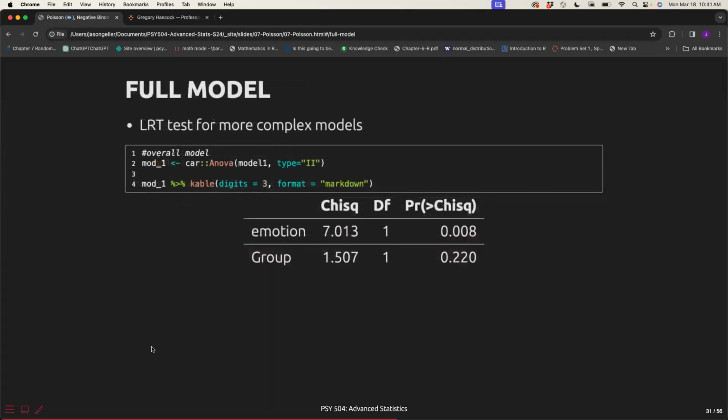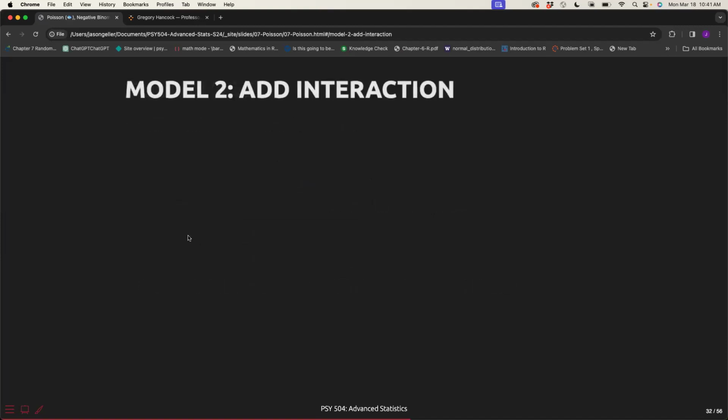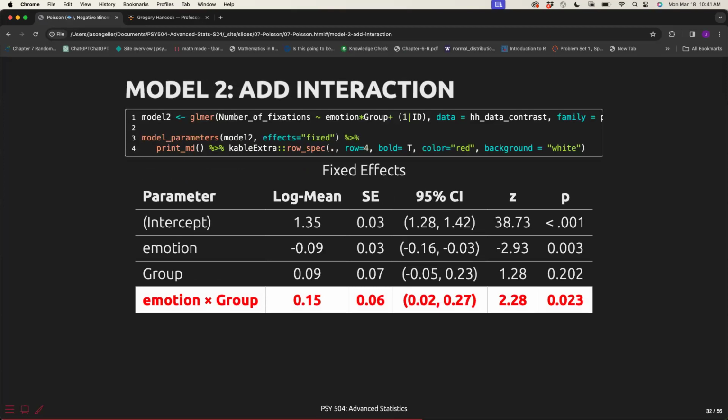So if we didn't want to use the summary output, we can conduct a likelihood ratio test for our model using the ANOVA function, and we can look at the main effects. So we can just say that the main effect of emotion is significant, but not for group. All right, so any questions so far? Comments, concerns?